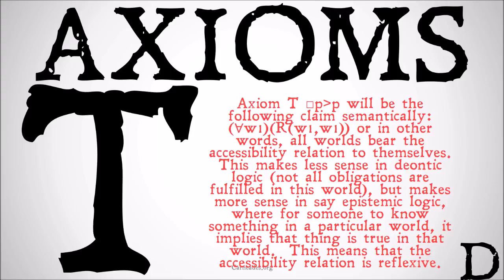Axiom T, it's necessary that P implies P, will be the following claim semantically. For all worlds W, world W is accessible to itself. Or in other words, all worlds bear the accessibility relation to themselves. This makes less sense in deontic logic since not all obligations are fulfilled in this world, but makes more sense in, say, epistemic logic, where for someone to know something in a particular world, it implies that that thing is true in that world. This means that the accessibility relation is reflexive, or all worlds are accessible to themselves. So a world like world 2 in the earlier example, which was not accessible to itself, would not pass this axiom.